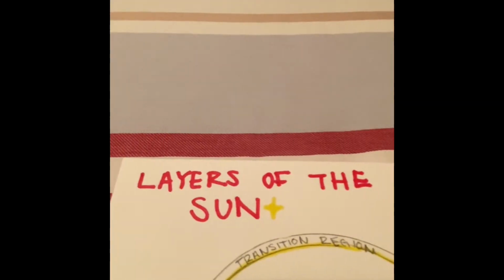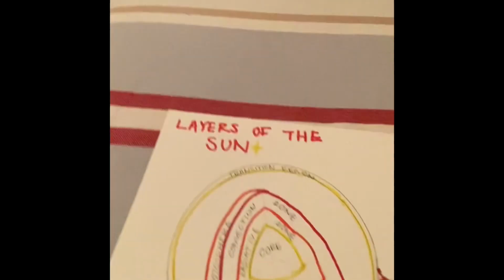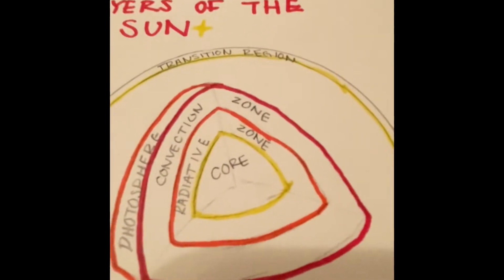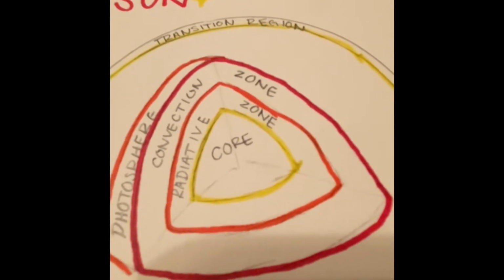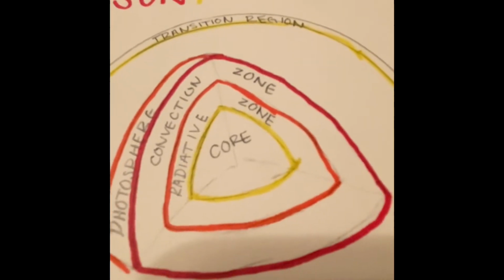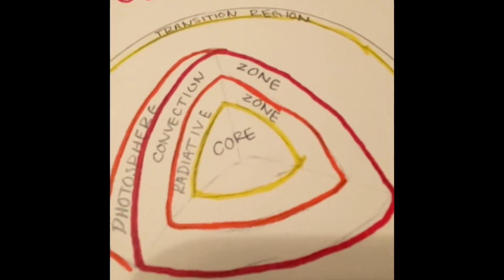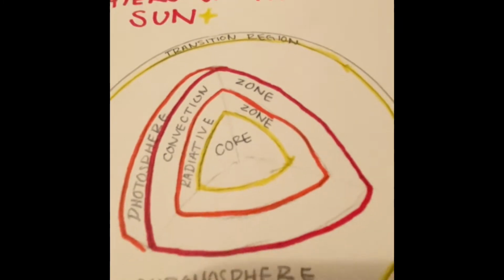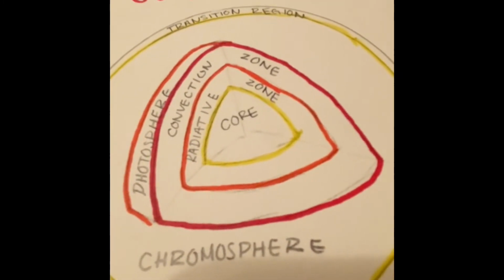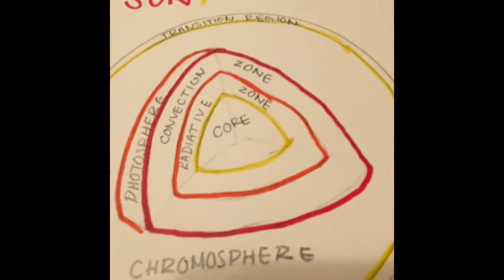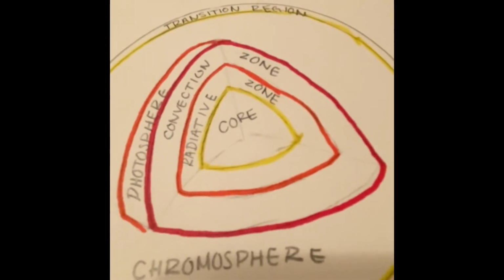Layers of the sun. The sun is made up of layers. The first layer is the core, which is the center. The second layer is the radiative zone, which is where energy is carried outwards by radiation. The convection zone is where energy is transported. The fourth layer is the photosphere, which is actually the deepest layer we can observe directly.